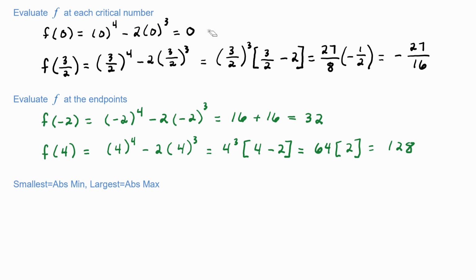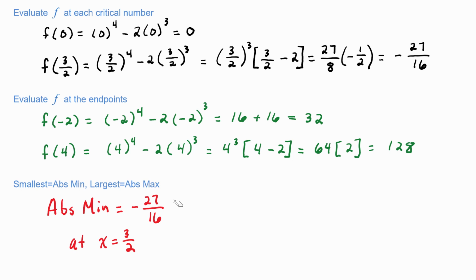In step 4, we take the smallest y value and make that our absolute minimum. We had a y value of 0, a y value of negative 27 over 16, a y value of 32, and a y value of 128. The smallest is this negative 27 over 16, so our absolute min is equal to negative 27 over 16, and it's at x equals 3/2. So that's the absolute min.